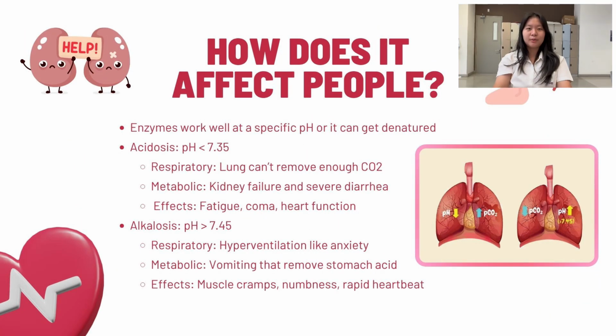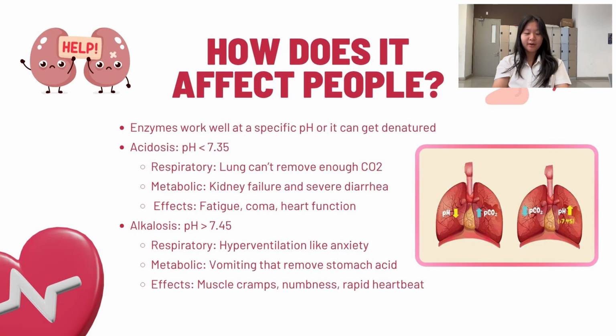So how does it affect people's health? The human body needs to maintain a stable pH, especially because enzymes work well at a specific pH range, or the enzyme cannot function, affecting overall health. A pH drop below 7.35 will cause acidosis. In respiratory acidosis, the lung can't remove enough carbon dioxide, which forms carbonic acid and lowers pH. The carbonic acid is formed by carbon dioxide reacting with water, and this can lead to fatigue, confusion, or even coma. Metabolic acidosis, caused by kidney failure or severe diarrhea, lowers pH and affects heart function. So this can cause risks such as diabetes, lung disease, or kidney failure.